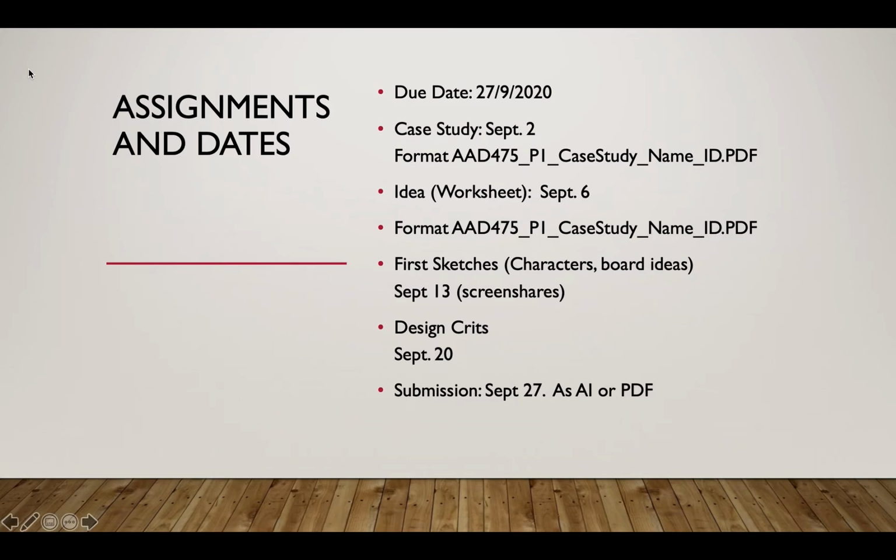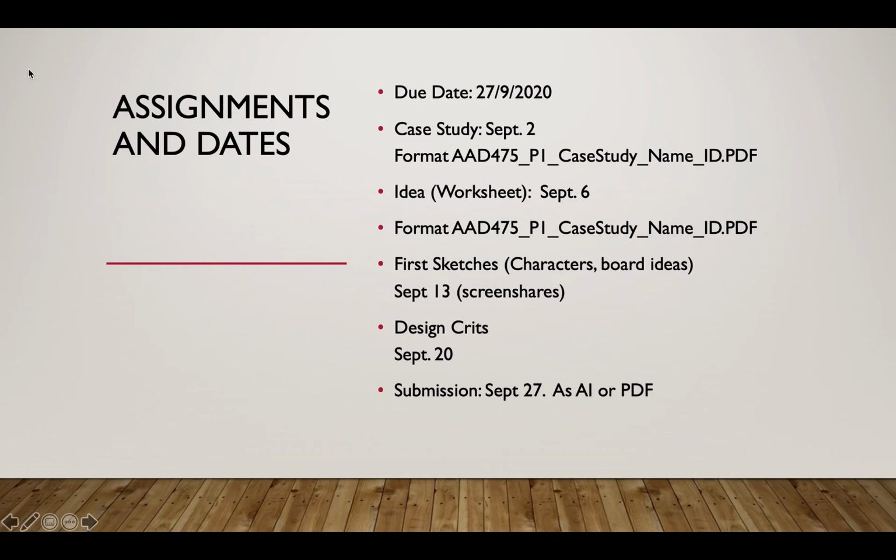So I asked the class to do a case study within 1 week, and this is the format that I asked it be put in as a PDF. I also have a worksheet in our teaching materials, to be done at the end of that week, and that's the format for that. Then within a week, I have another worksheet for characters, board ideas, and so on, and that's due in a week. We get together a week later, take a look at the designs, and get some ideas.